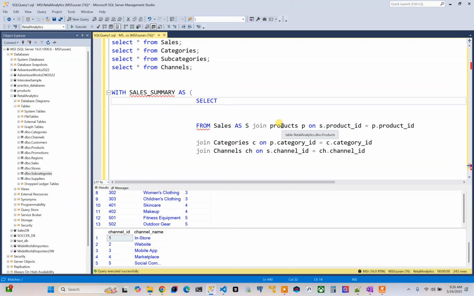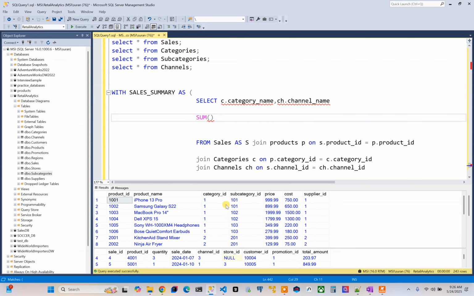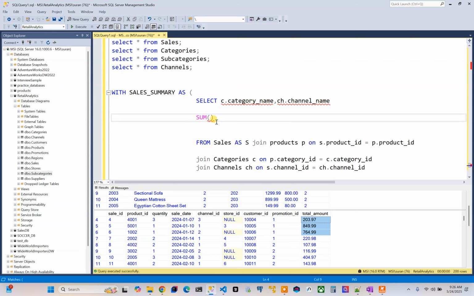Now we will get the main metrics which we want to understand. First of all it would be c dot category name, then next is channel, ch dot channel name. Now we will start our aggregation. Our interest is to find the total revenue. Total revenue you can get from the sales table, the total amount. So I will write comma total amount, and give it as total sales.